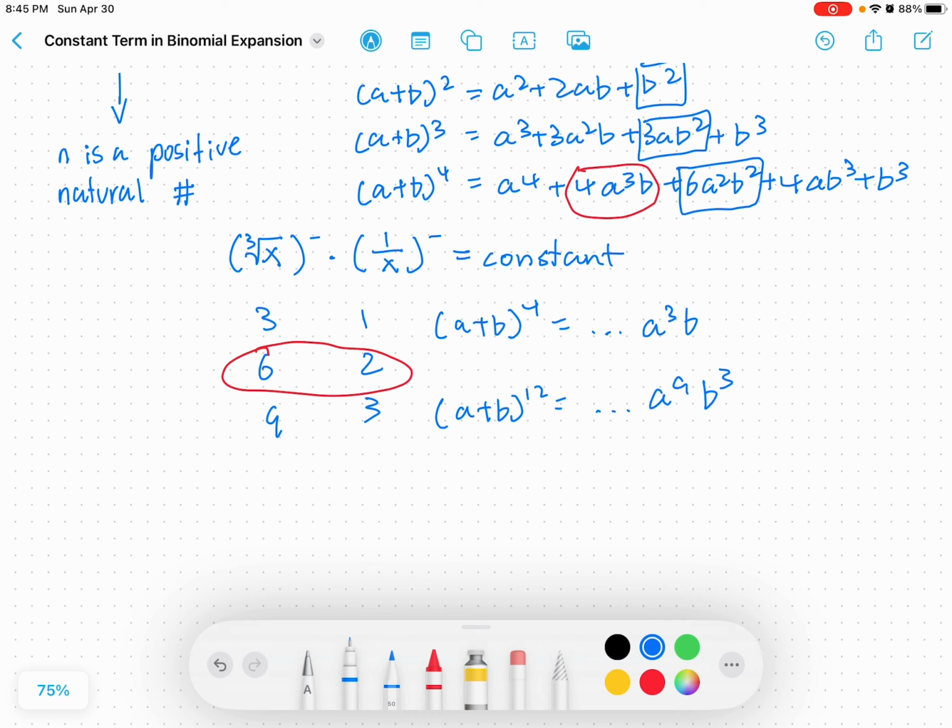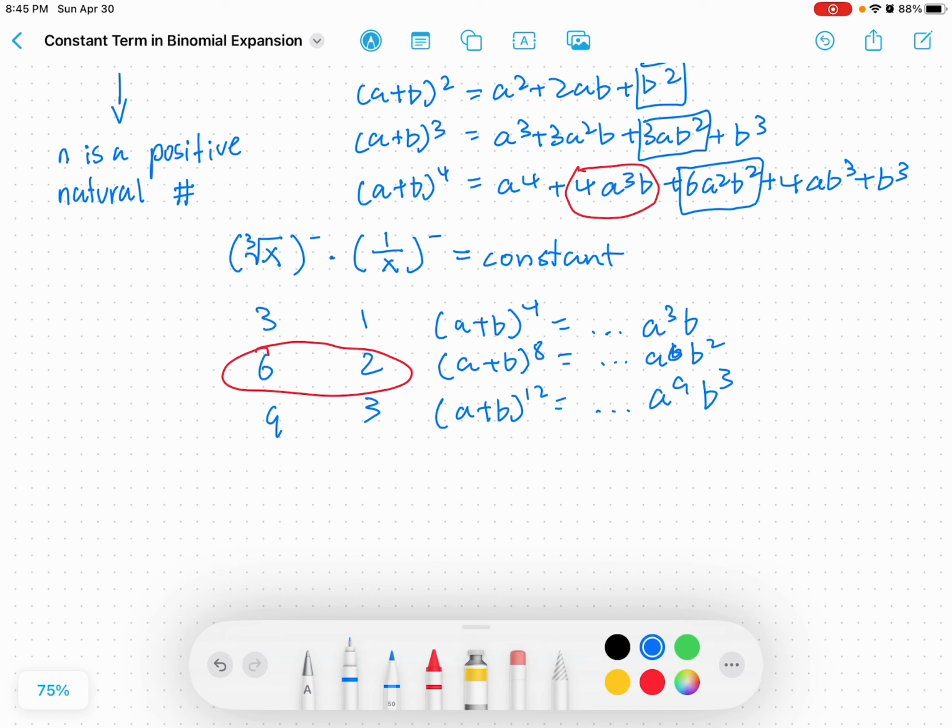No, the first term will be a to the 12 b to the 0. The second term will be a to the 11 b to the 1. The third term will be a to the 10 b squared. And then the fourth term will be a to the 9 b cubed. So the only option will be 6, 2, which is (a plus b) to the power of 8 equals dot dot dot a to the 6 b squared.